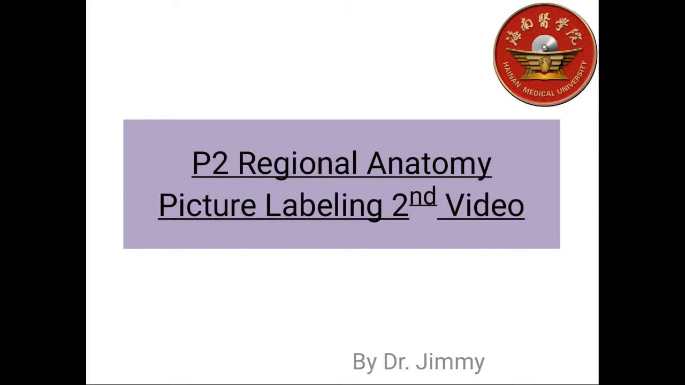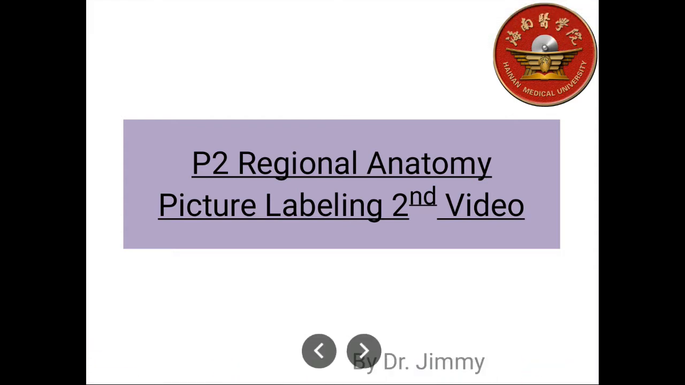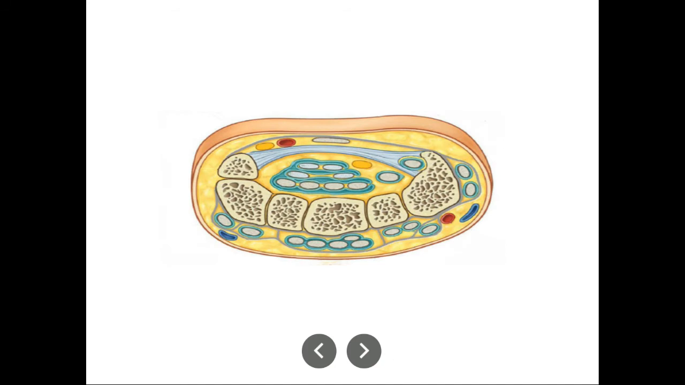Okay, good morning students. Now we are going to learn the second video for the labeling, and in the second video, first thing that we are having here, that is the wrist. Here we can see the transverse section and the carpal bones. We can see the tendon. So let's see what structures we can see here.